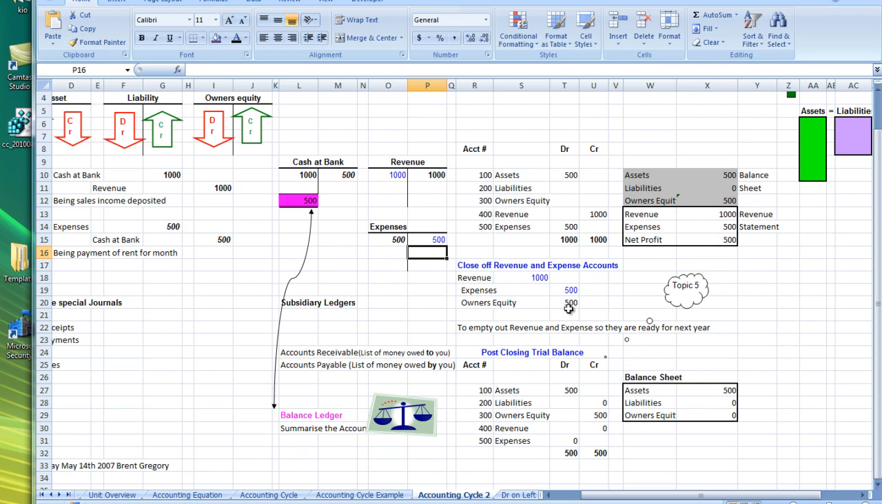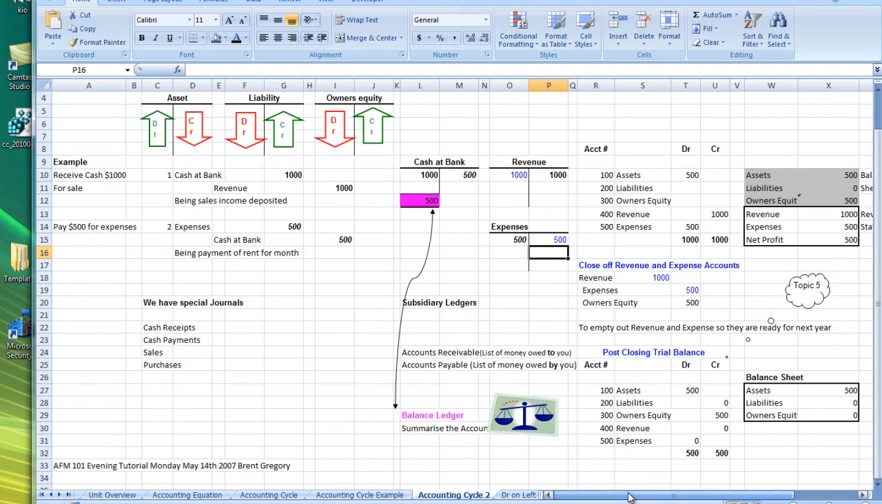A bit later I will show you these journals in a lot more detail and go through the full cycle of the closing entries.